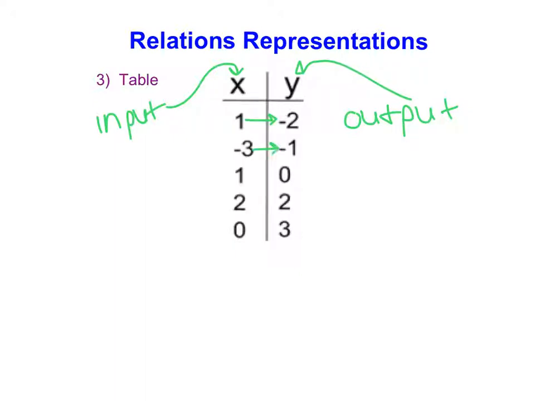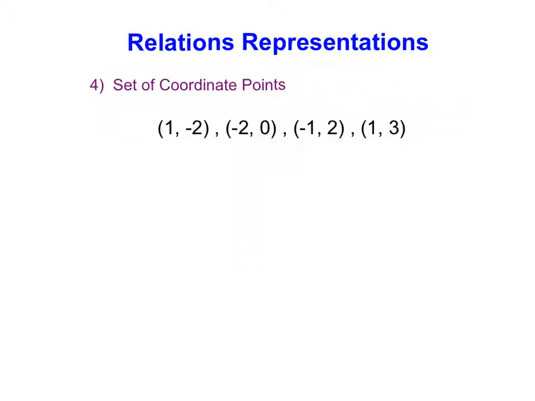Input -3 pairs with the output of -1. Input 1 pairs with the output of 0. Input 2 pairs with the output of 2. So all of these just list, these are my inputs, and they pair with these outputs over here. So again, another way to represent a relation.